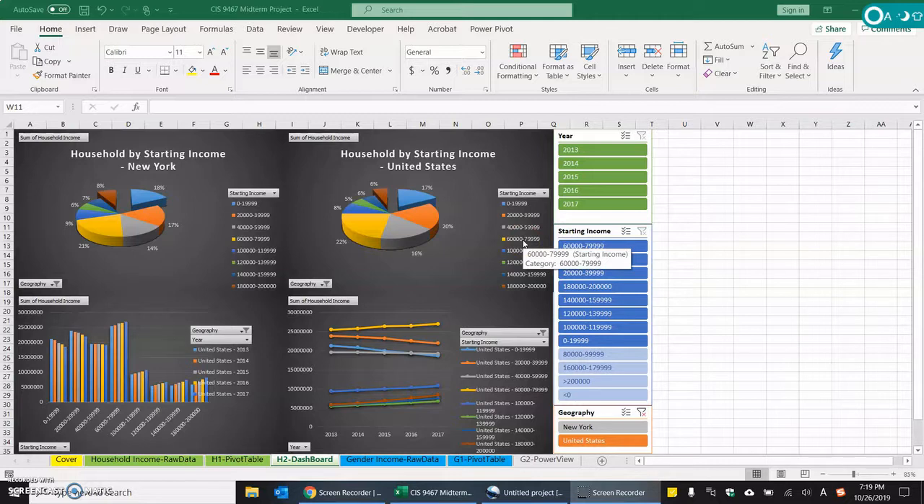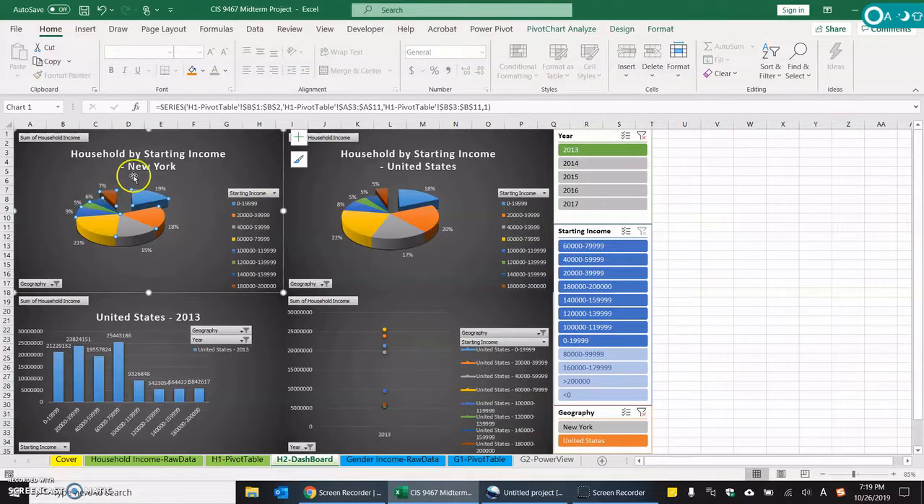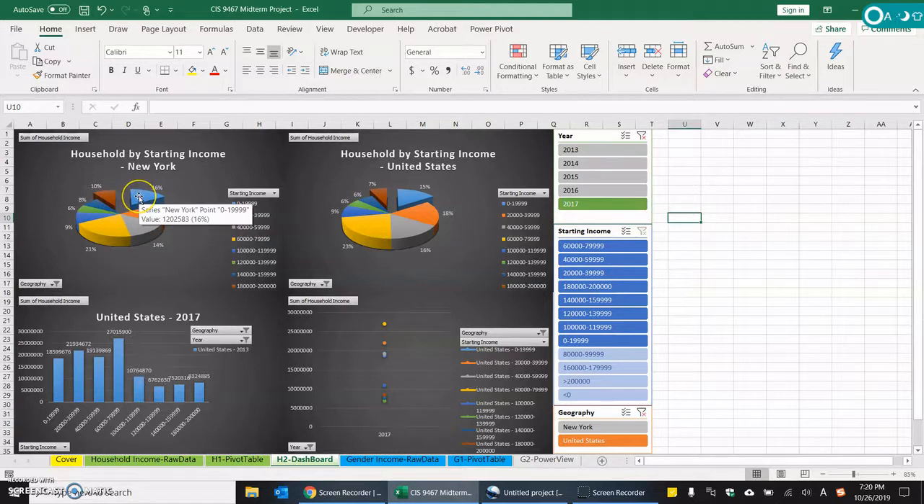So let's first take a look at year 2013. As we can see here, in year 2013, there are 19% of the New York State population making the lowest household income, and 7% of the New York population making the highest household income, which is more than $180,000 per year. And in 2017, the people with the lowest household income decreased to 16%, and the people with the highest household income increased to 10%.